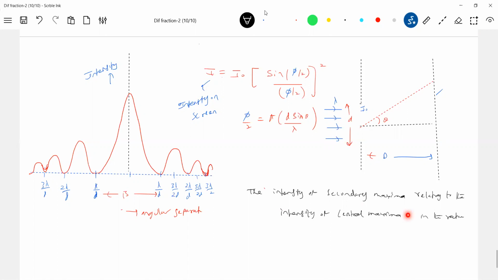Are in the ratio 1 by 16, 1 by 21. This will be like this and so on. So like this will happen: if there's an intensity of central maxima, the intensity of first maxima will be 1 by 21, second maxima 1 by 61, 1 by 20. So this will be the ratio.